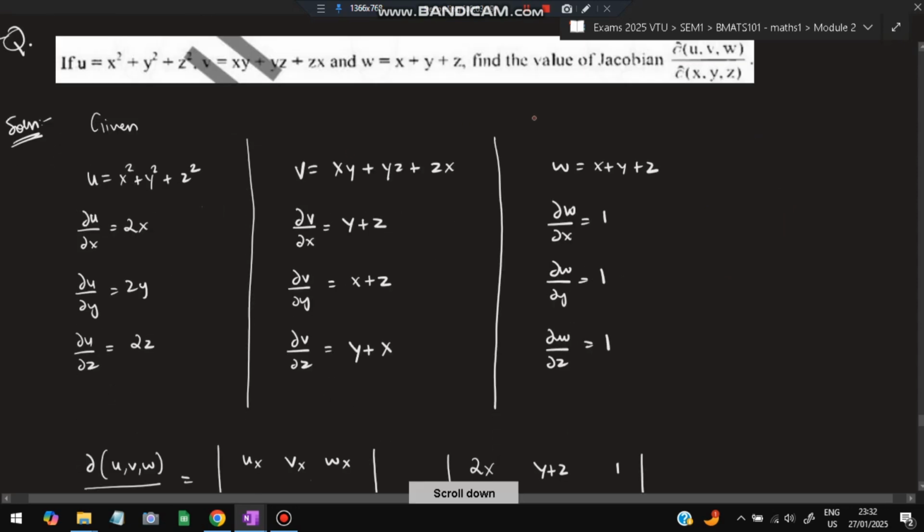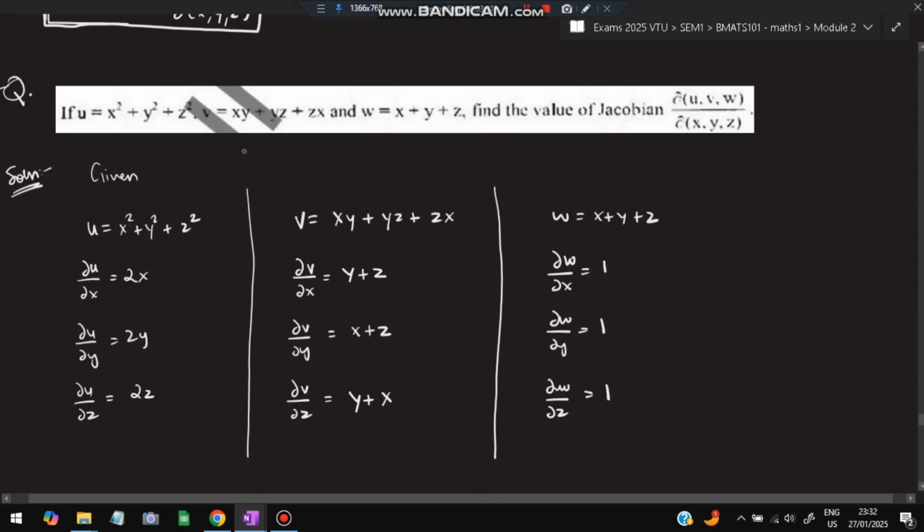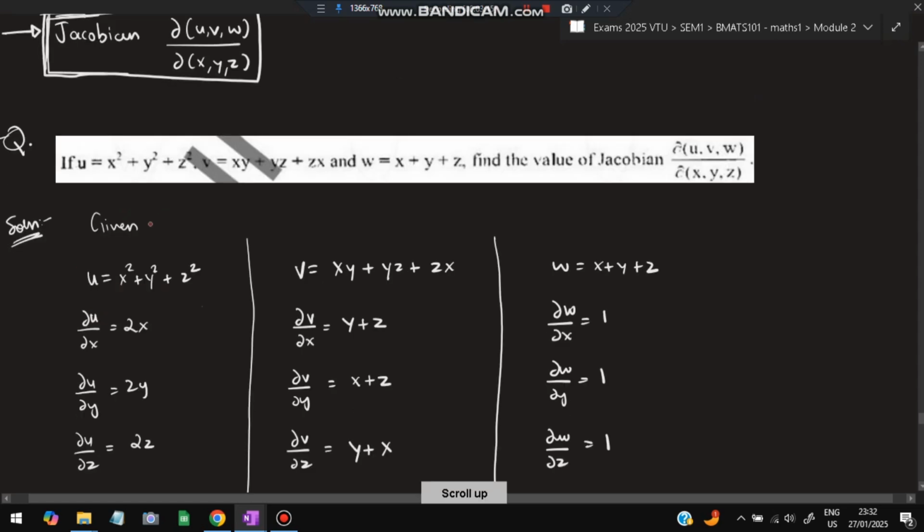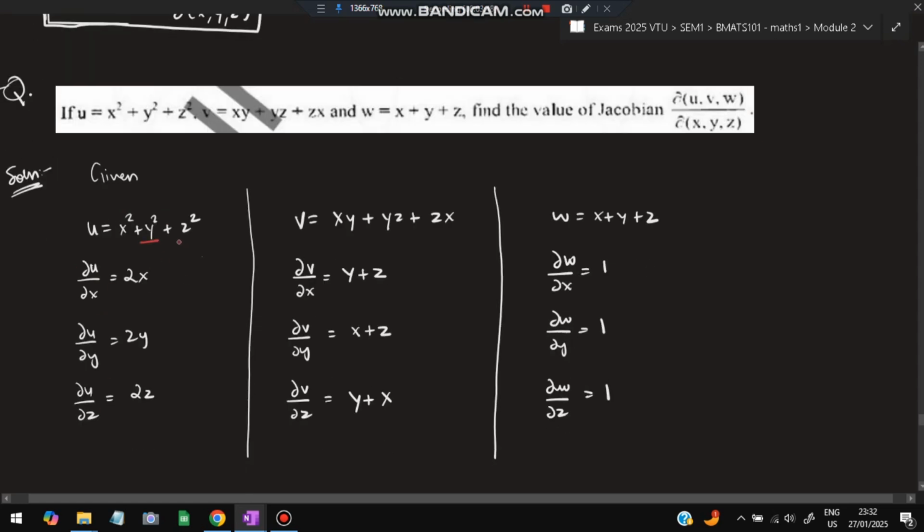Now in this question, one simple thing you have to do: you just have to know partial differentiation. u's value is given here. Differentiate u with respect to x, y, z. Partially differentiate with respect to x, we'll be getting 2x here because the rest of the things are constant. Partially differentiate with respect to y, we'll be getting 2y. Partially differentiate with respect to z, we'll get 2z. Do the same thing for v also: v with x, v with y, v with z, and w with x, y, and z. We'll get these answers.